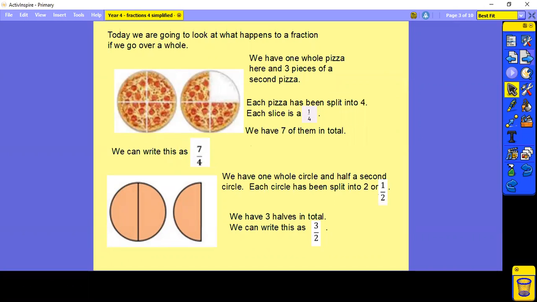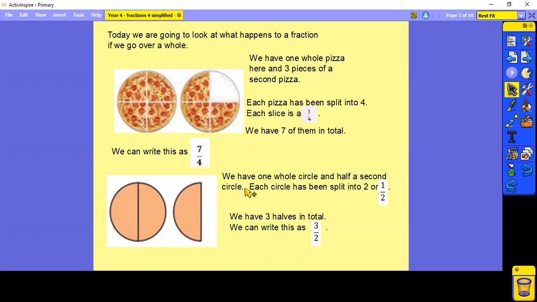Today we're going to look at what happens to a fraction if we go over a whole. So what we've been doing at the moment is looking at a whole and dividing it into sections or parts. So here we have got one whole pizza, and then we've got three pieces of another pizza. Each pizza has been split into 4 pieces. So each slice is a quarter. We have 7 of them in total. So we would write this as 7 quarters, or 7/4.